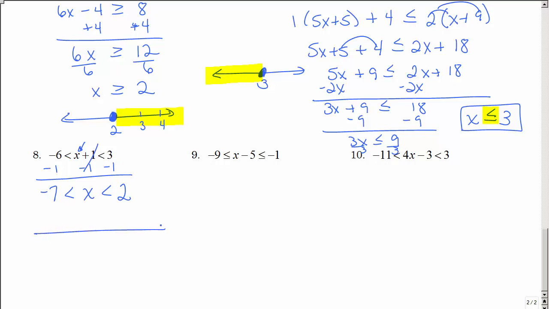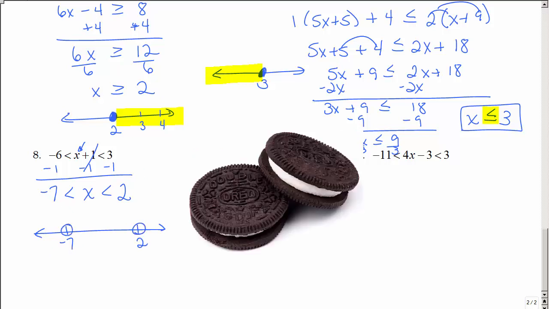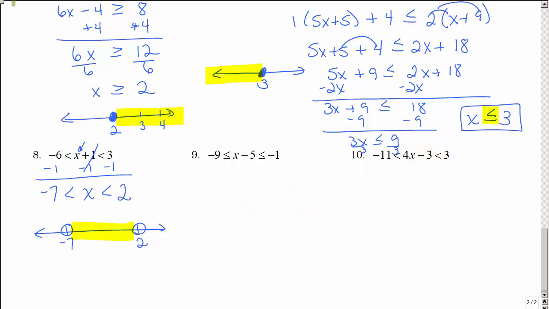Except for putting that on a number line. So we put the -7, we put the 2, they're open circles, and X is like the stuffing in the middle of that Oreo cookie. In the middle. That means all the numbers between 2 and -7, if you put it back into that inequality, is going to be a true statement. Pick a few. Try it out.